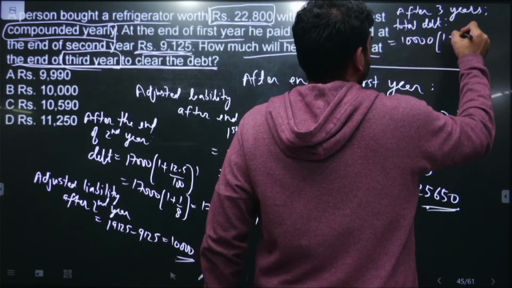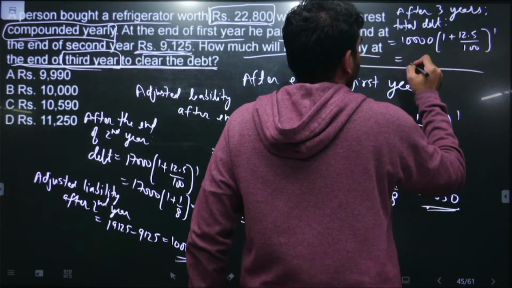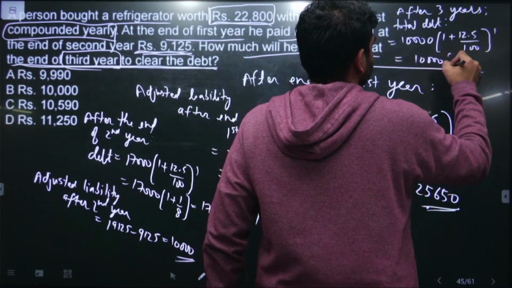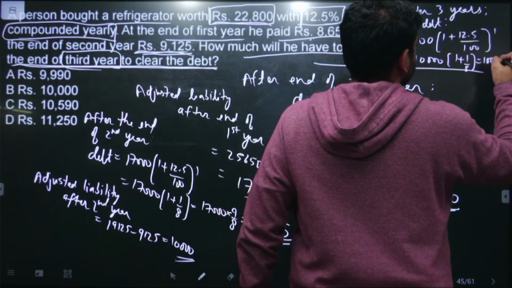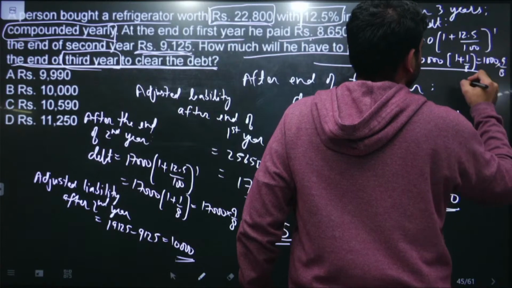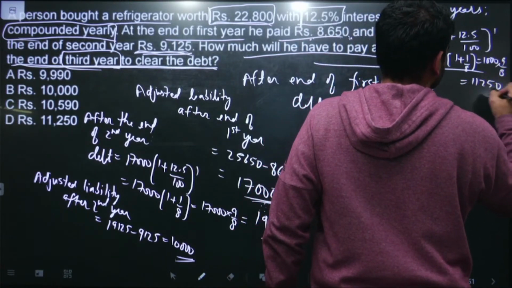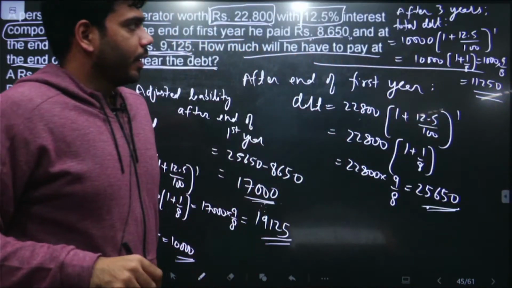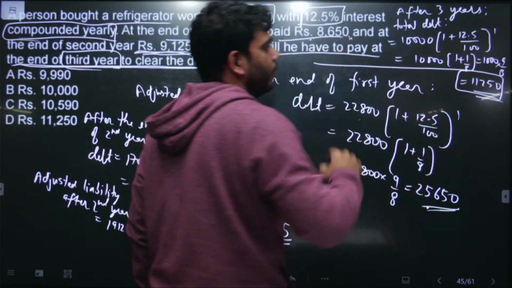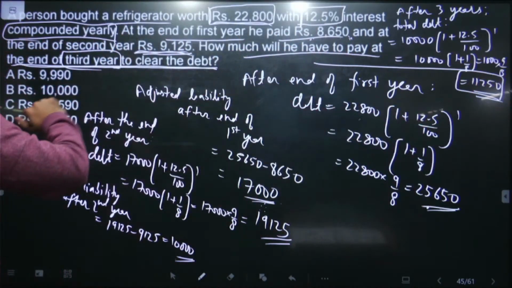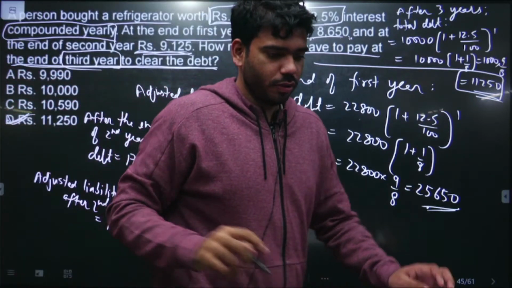10,000 और इसका 12.5%, and this is coming 9/8, and this is 11,250, right? So finally, after the end of 3 years, this is the final liability this person is having, 11,250 rupees, right? This is the final liability of the person. So इसमें option number D is correct.